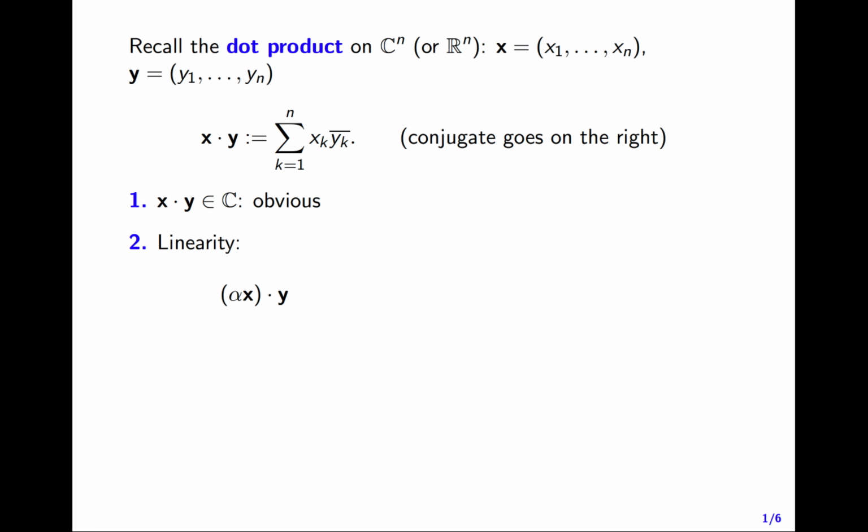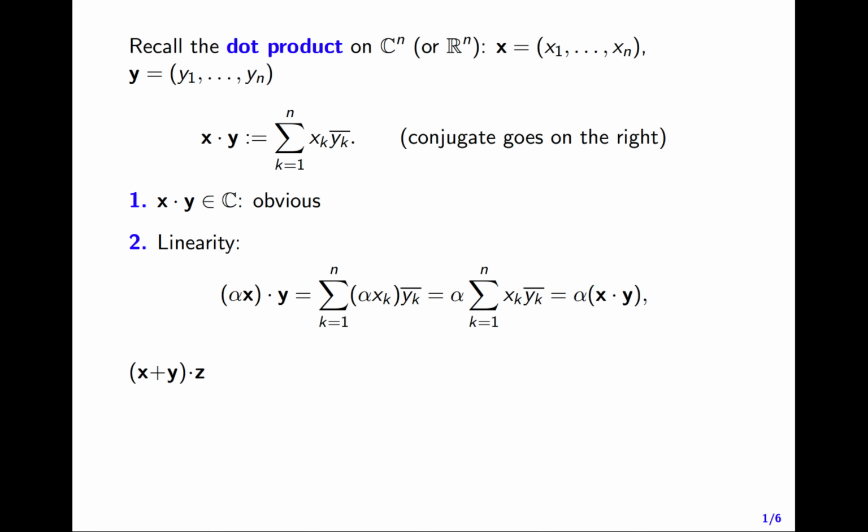The dot product is linear in two senses. First, say I take alpha times x dot y, where alpha is some complex scalar and x and y are vectors. By definition, this is the sum from k equals 1 to n of alpha times xk times yk conjugate. The alpha doesn't depend on k, so I'll pull that out of the sum. This is alpha times the sum from k equals 1 to n of xk times yk conjugate. This is alpha times the quantity x dot y.